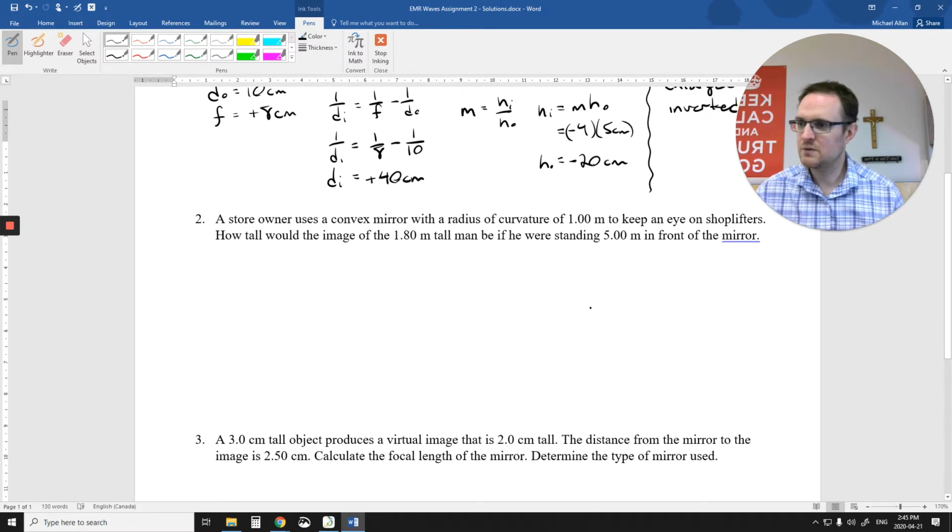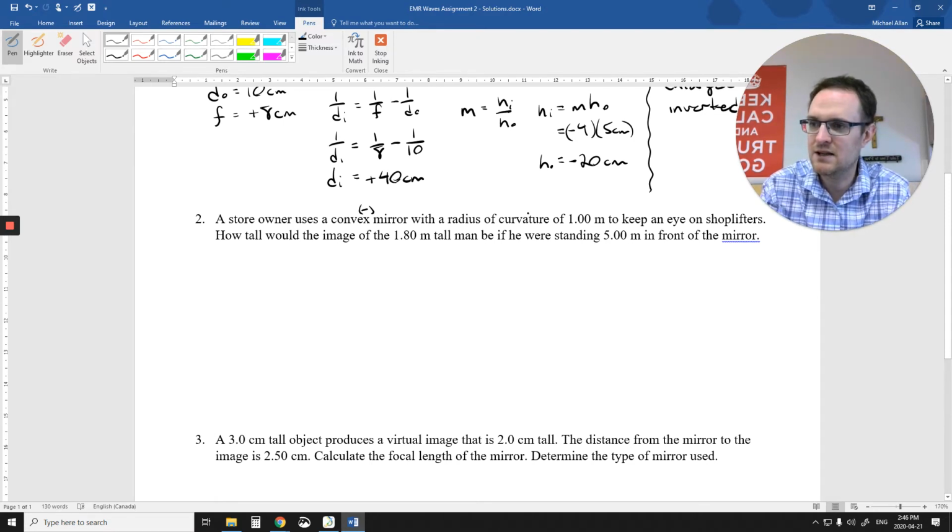Let's try this next one here. So we got a convex mirror. So a convex mirror, remember, is a negative focal length. It has a radius of curvature of 1 meter. So that means the focal length is always half of the radius. So my focal length is going to be negative, because it's convex, 0.5 meters. So it's half of that radius, because the radius of curvature goes to the center. Right? It goes to the center, so that means my focal length is going to be half of that.